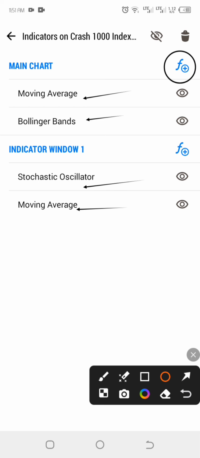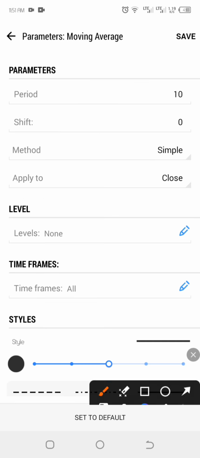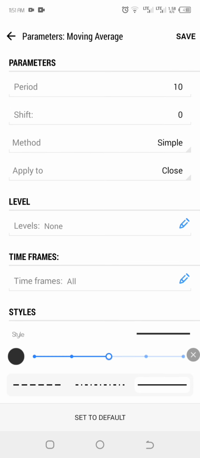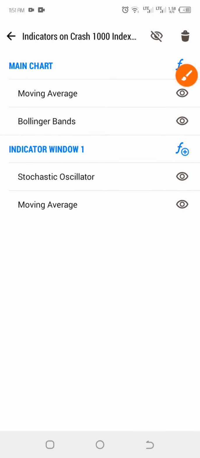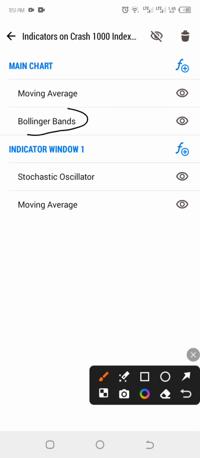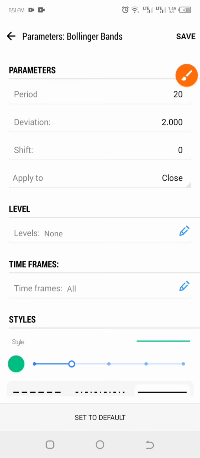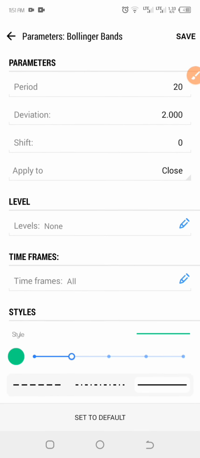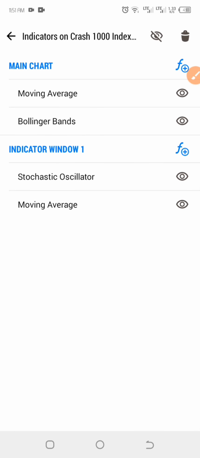Click on this F icon at the top, search for moving average, and set it up like this. This is how it's going to look. Once you set everything up like this, click on save, and you have your moving average in your chart. Now to the next indicator, which is the Bollinger Bands. Click on this F icon again, search for Bollinger Bands and click on it. For the Bollinger Bands, just set everything up like this, use any color of your choice, then click on save.